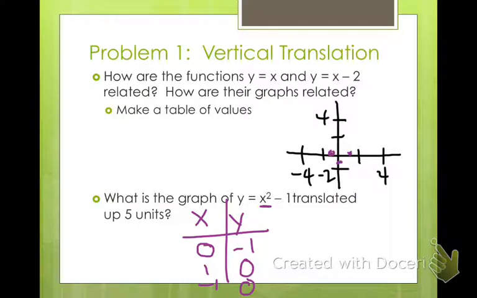Let's pick another point, like 2, just so we can make sure we have a good idea of the shape. 2 squared is 4, 4 minus 1 is 3. We can reflect that across. Okay, so it makes a parabola. Now it says translated up 5 units. So what do you think we're going to do? Just go up 5. 1, 2, 3, 4, 5. Right here. And it's going to follow that same exact curve, just going to be up.